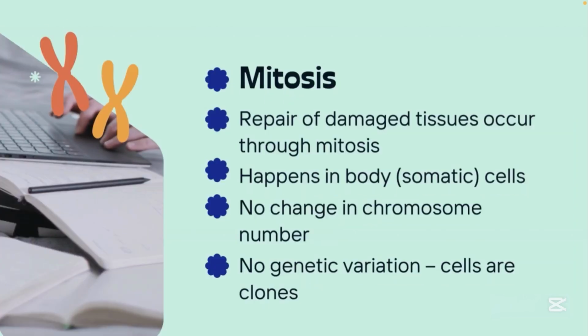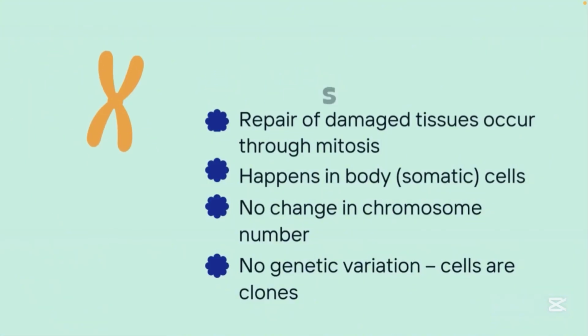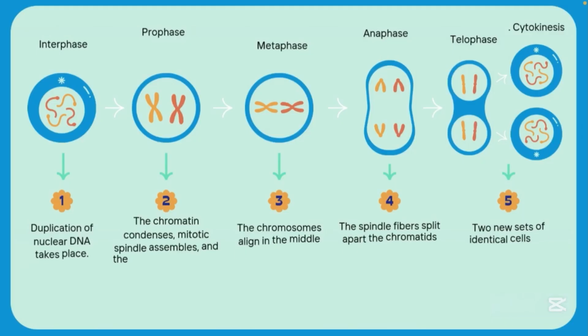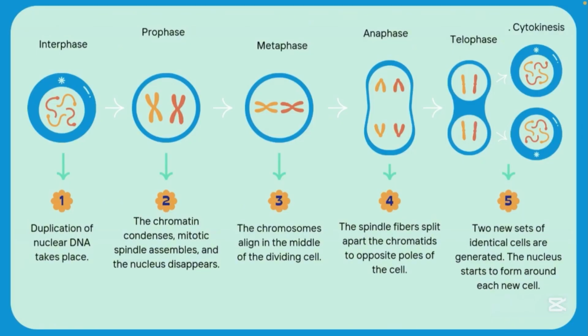So now let's see the stages of mitosis, like how mitosis occurs in the body. Basically it has 6 steps, whereas interphase is not technically part of mitosis, but it's essential. It goes from interphase, prophase, metaphase, anaphase, telophase, and then cytokinesis.